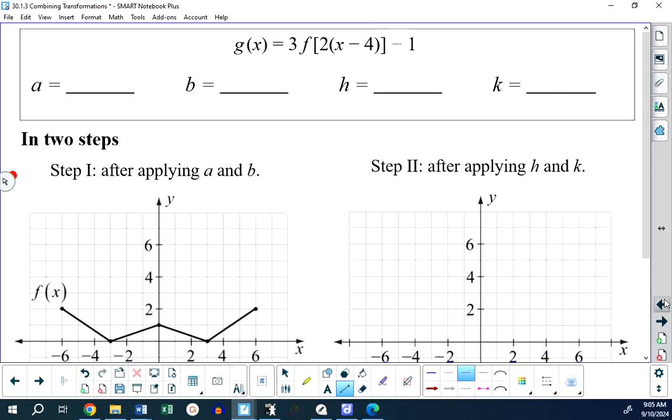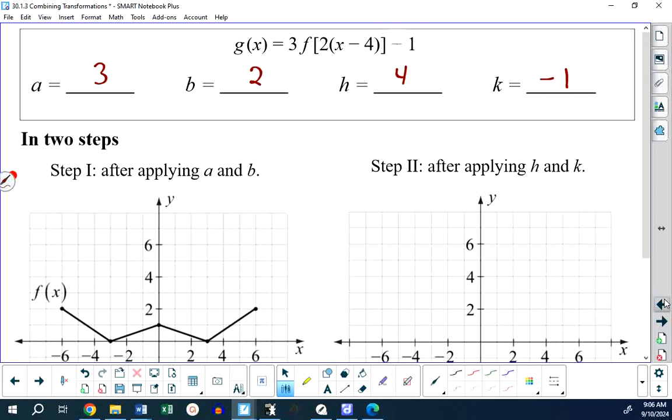So I'm getting for A, 3, B is 2, H is 4, K is -1. Are we in agreement there? Okay. So let's write down in abbreviated form what all of these parameters do.